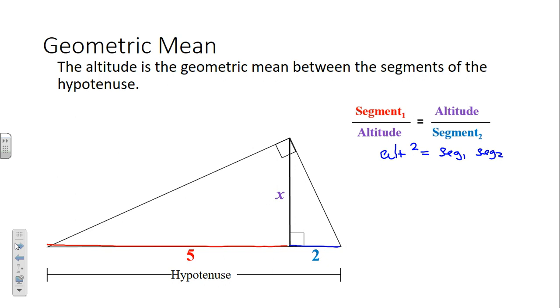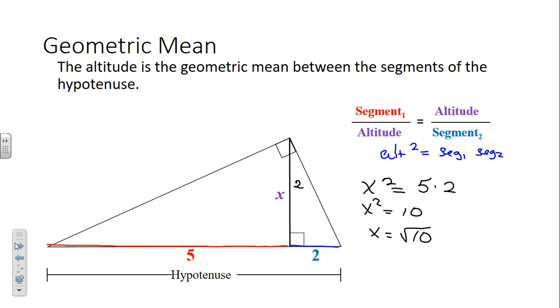So far so good? All right, so the altitude is the mean. That means that we're going to square it. X squared equals 5 times 2. Good job, Sophie. Is there a perfect square in 5 or 2? No. So x squared is 10. So x has to be the square root of 10.